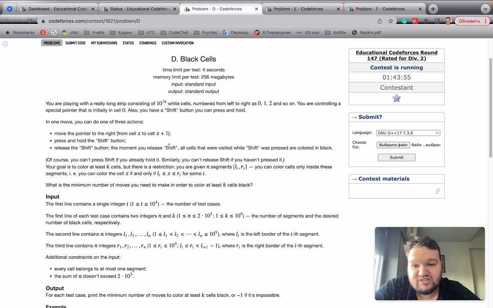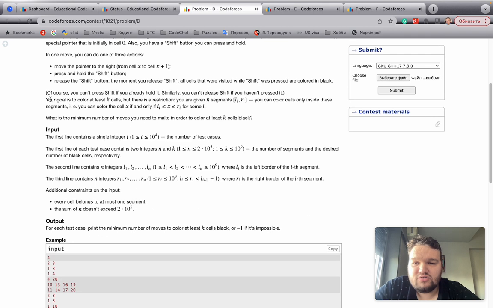The moment you release shift, all the cells that were visited while shift was pressed are colored in black, but we can move only to the right. Of course, you can't press shift if you already hold it. Your goal is to color at least K cells, but there is a restriction. You're given N segments. You can color cells only inside these segments.